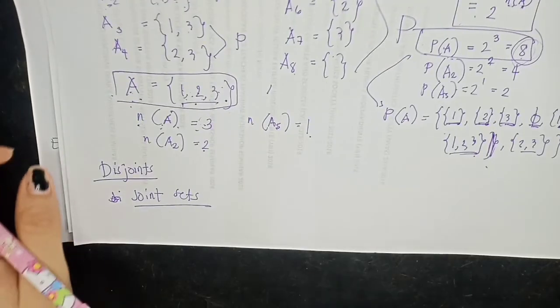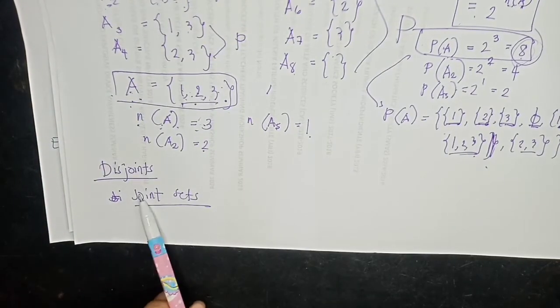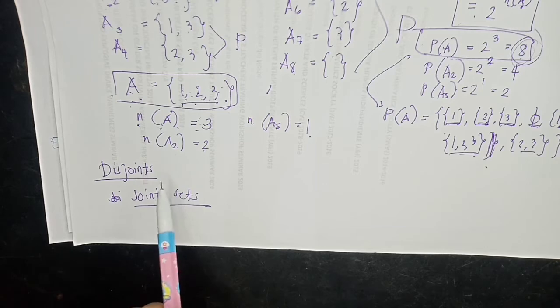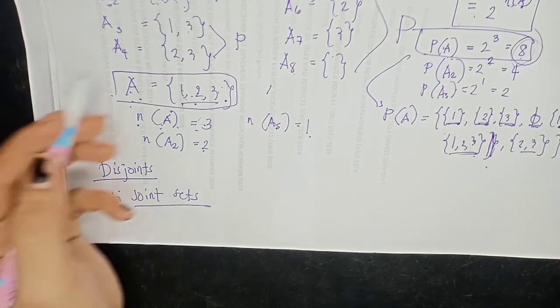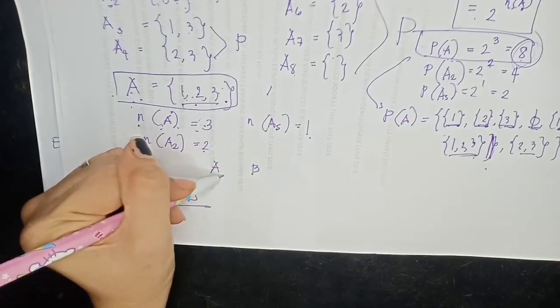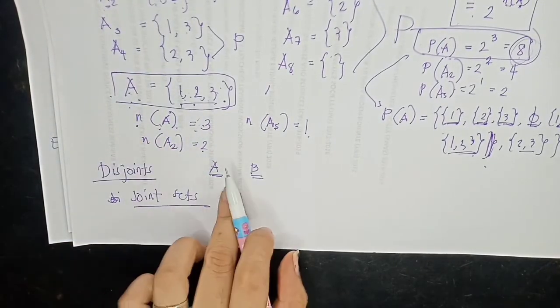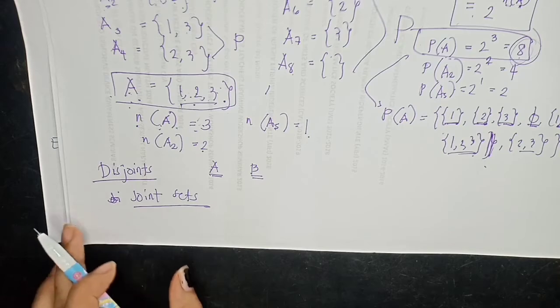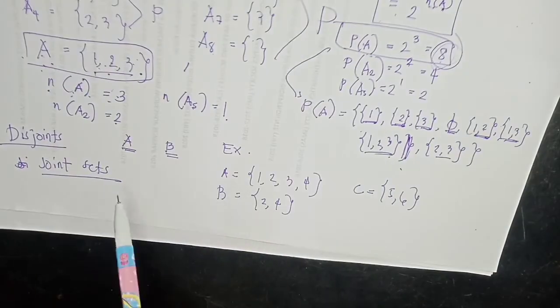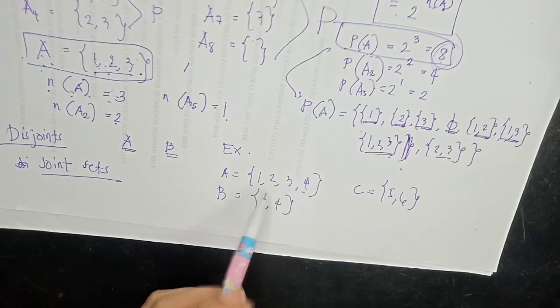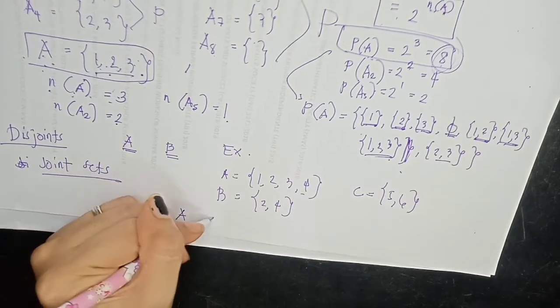Another term sa set natin ay itong disjoint and joint sets. So, when you say disjoint, two non-empty sets are said to be disjoint if the sets have no common elements. Kapag mayroon po tayong A at B, wala po silang katulad na elements, it means disjoint po sila. When you say joint, merong element na katulad. So, I have here an example. So, disjoint po is walang katulad.